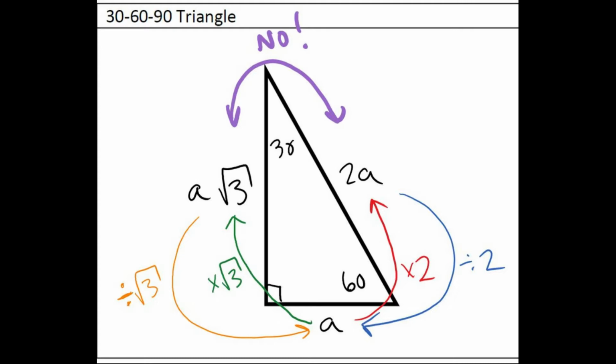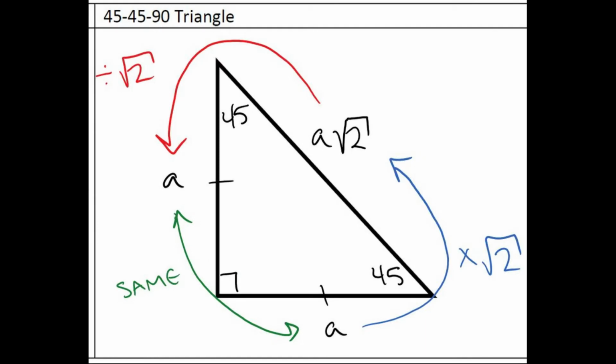Let's talk about the 45, 45, 90 triangle. Two of those sides are going to be the same because it's an isosceles triangle, so that's why I called one side A and the other side A, because they're always going to be the same thing. Now the only trick here is you have to figure out how to get to the hypotenuse, and then from the hypotenuse to the legs.